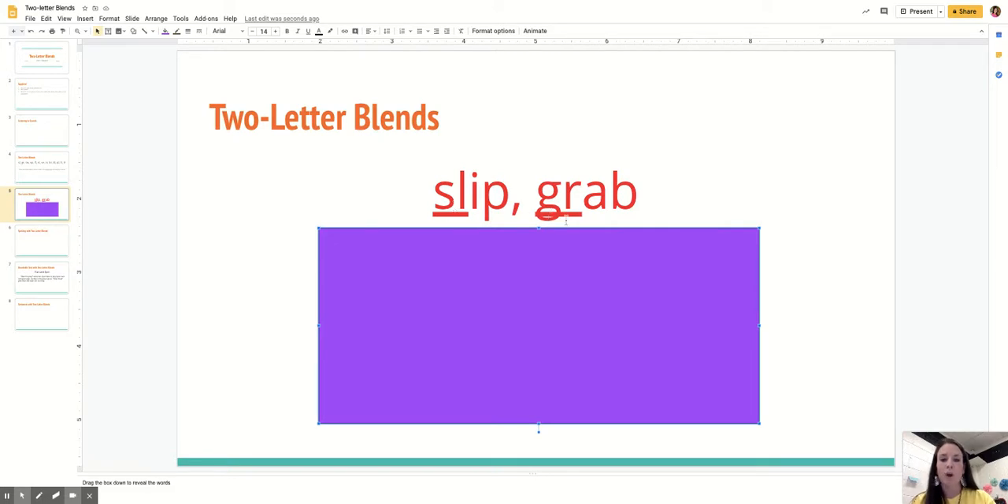Let's get the next word. I see a blend at the beginning. I'm going to break it up. Grab, grab. So GR at the beginning of the word.